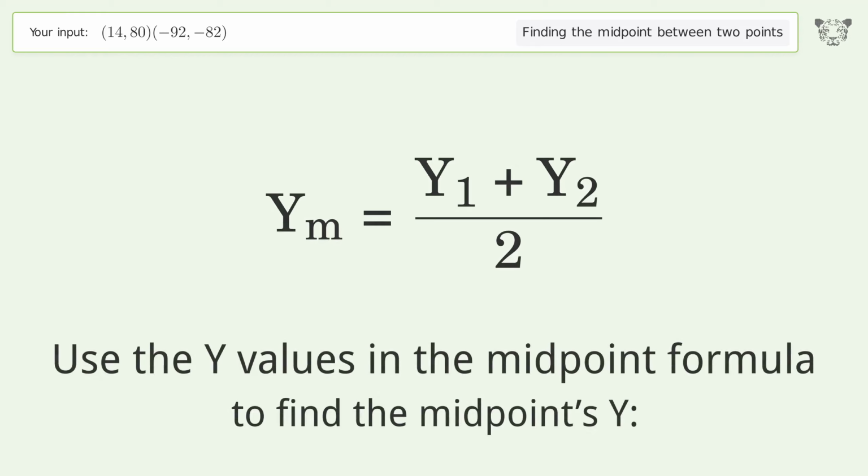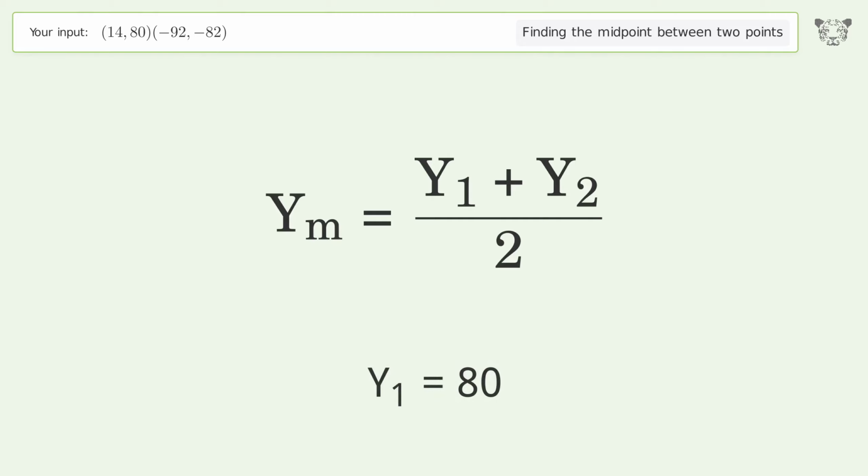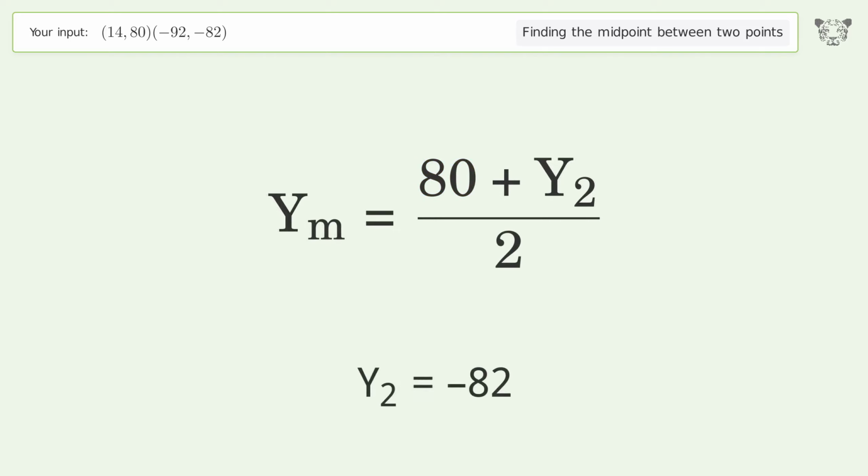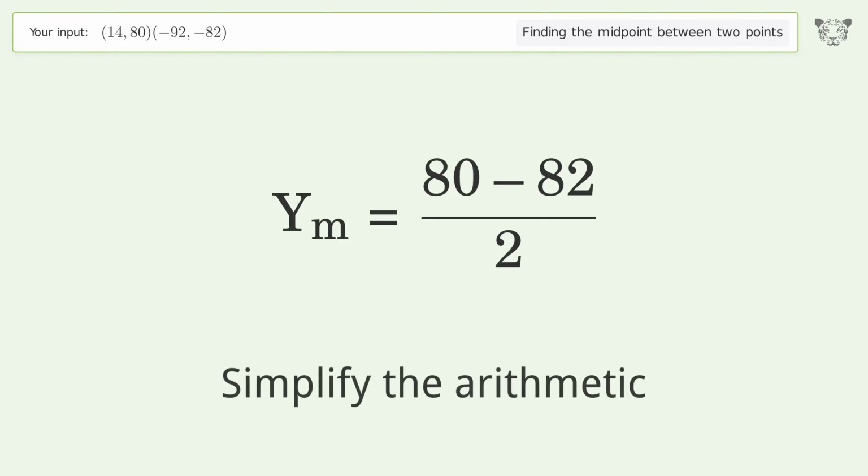Use the y values in the midpoint formula to find the midpoint's y. y1 equals 80. y2 equals -82. Simplify the arithmetic.